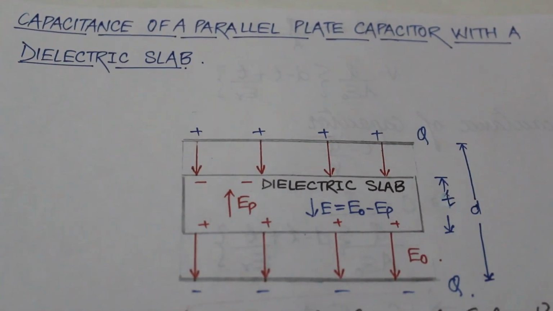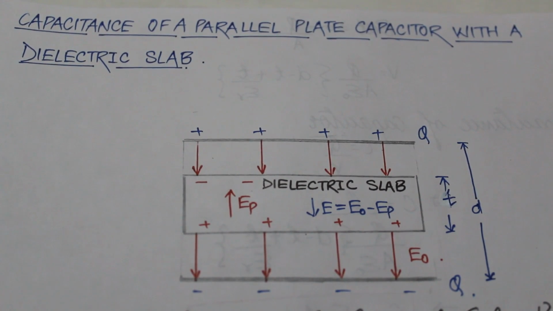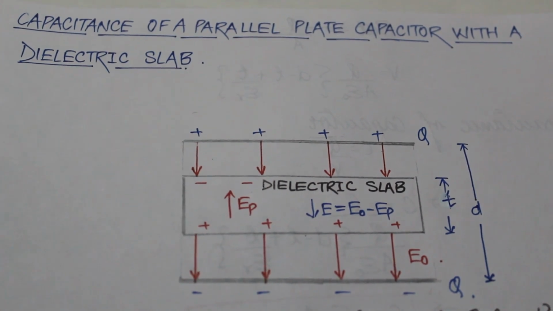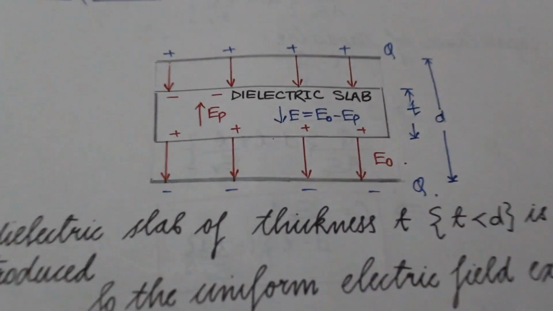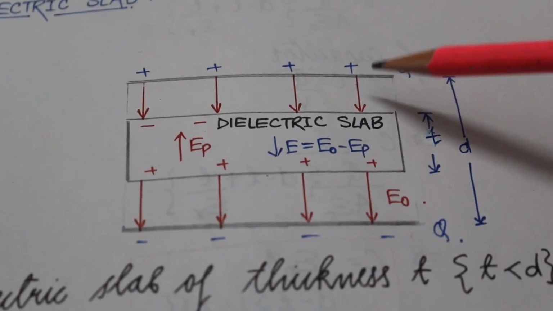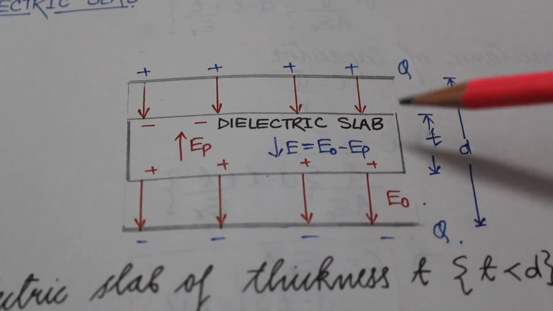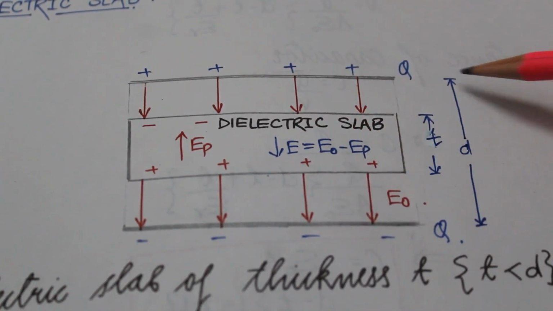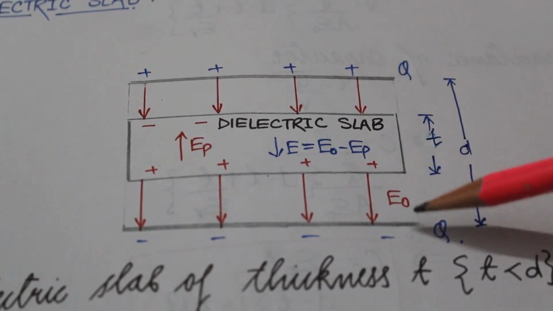Now what if the parallel plate capacitor is filled with a dielectric slab? Initially we have studied that it is filled with a conducting slab. Now we'll study what will be the effects if a dielectric slab is kept in the gap between the two parallel plates of a parallel plate capacitor. So in the diagram you can see that these are the two parallel plates of a capacitor. I have kept a dielectric slab of thickness T, where D is the distance between the two parallel plates.